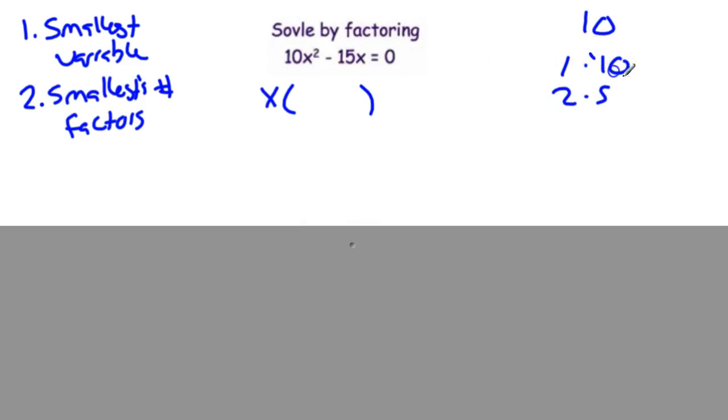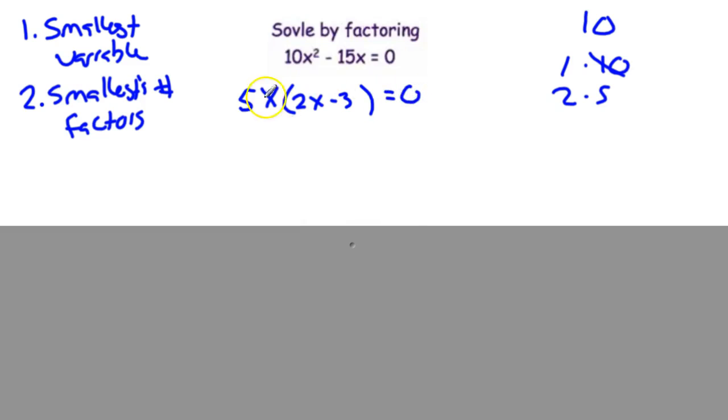15 divided by 10? No. 15 divided by 5? Yes. So that means I'm going to take a 5 out. Okay. So now I need to fill in the inside of this parenthesis. 10 divided by 5, that's 2. X squared divided by x, that's just x, minus 15 divided by 5 is 3, and x divided by x, well, that's 1, and 3 times 1 is just 3. So I leave it like that.